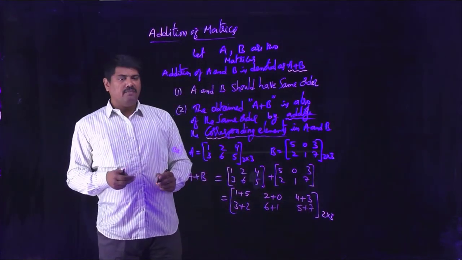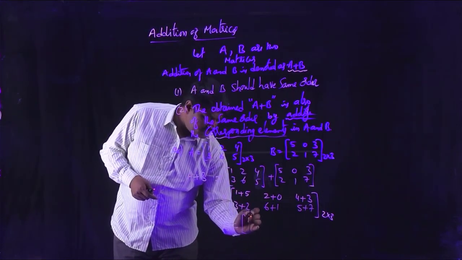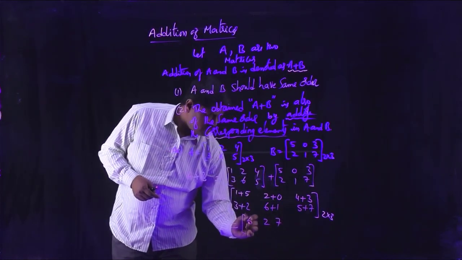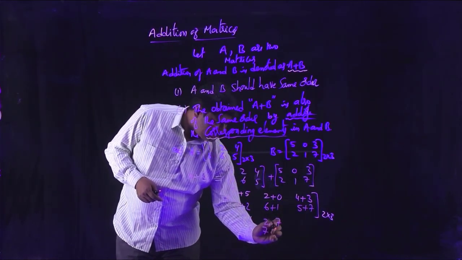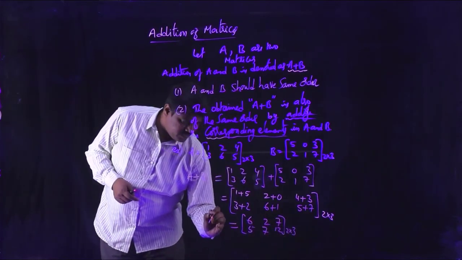So doing simplification, you will get the result. 1 plus 5 is 6, 2 plus 0 is 2, 4 plus 3 is 7, 5, 7, 5 plus 7 is 12. So this is the resultant A plus B.